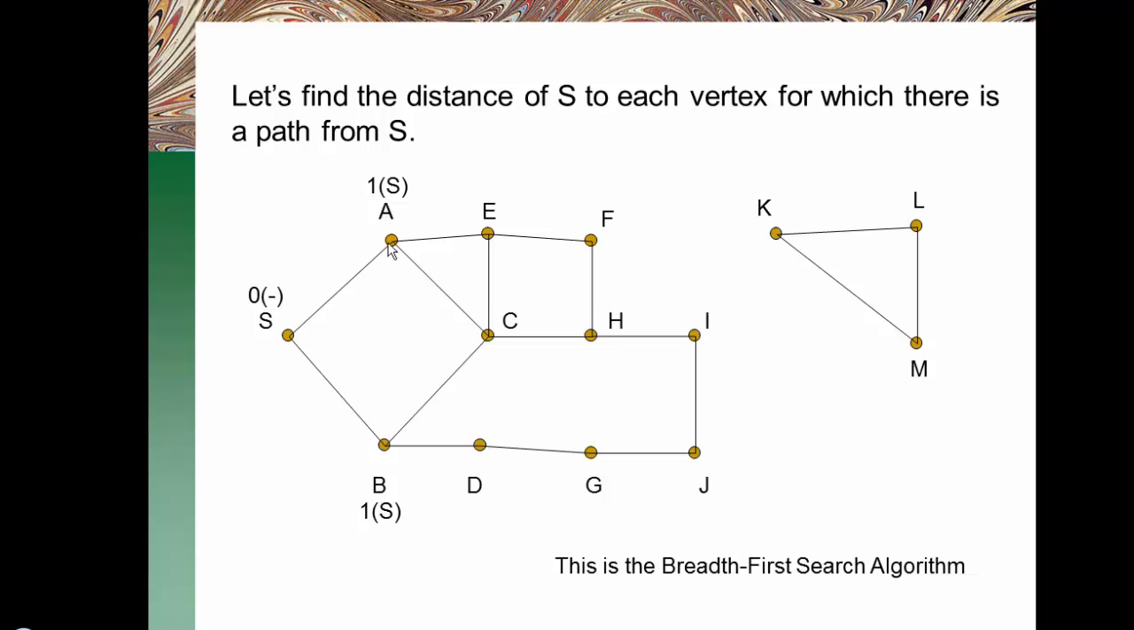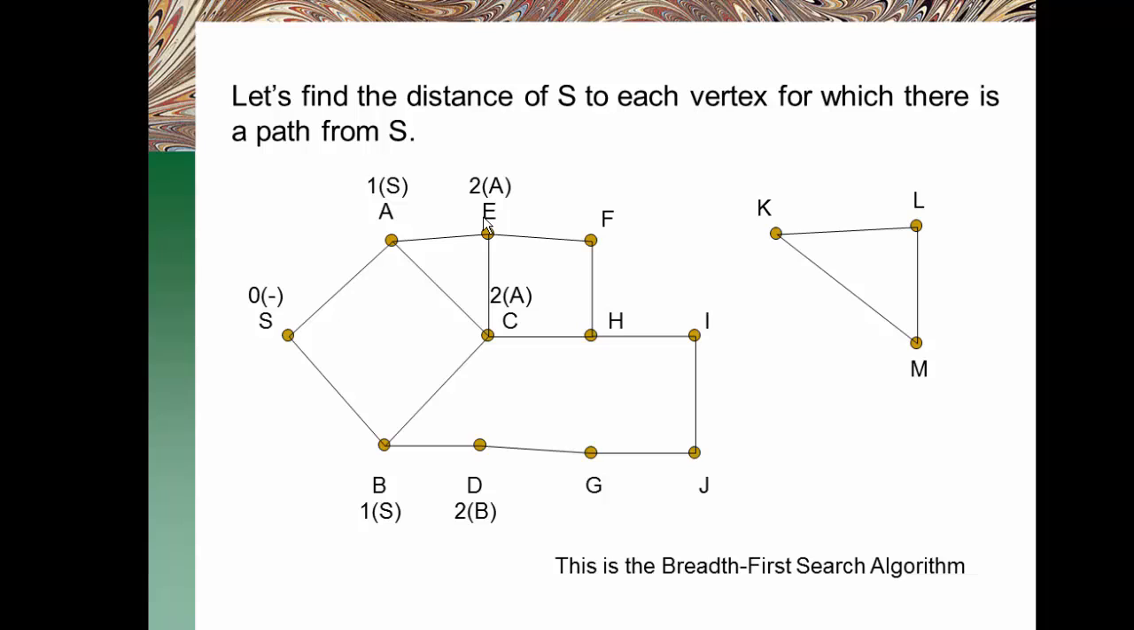So we go to vertex A, and from that vertex, we find adjacent vertices that have not been labeled. In this case, we have vertex E and vertex C, and we're going to label them with 2 and the predecessor A. Now we go to the other first level vertex and we look for adjacent vertices that have not been labeled. In this case, we go to B and we look at the unlabeled adjacent vertices, which is only D in this case. And we label with 2B.